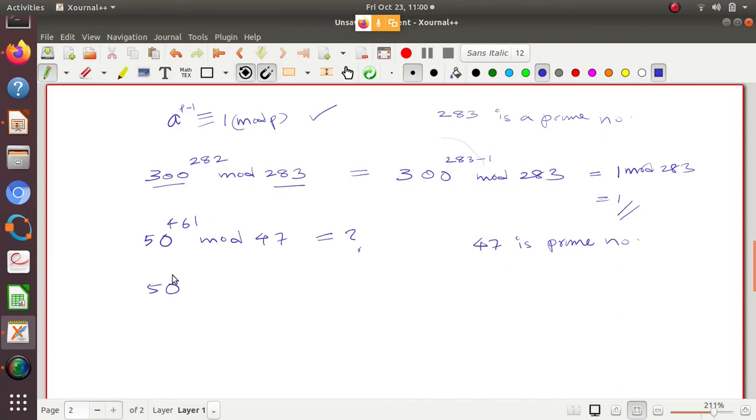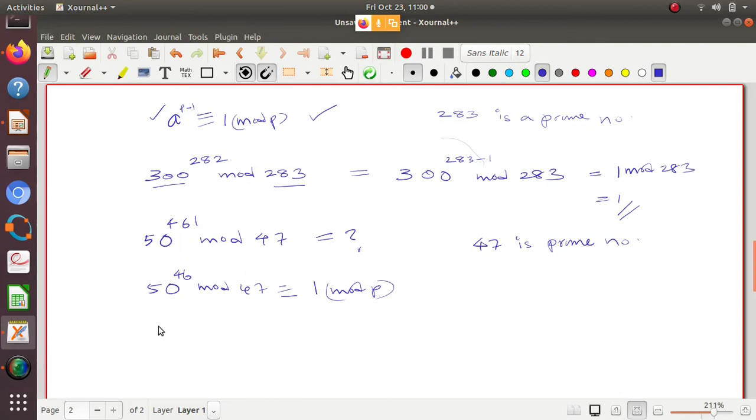Then 50 to the power 46 mod 47 is equal to 1. We know this by using Fermat's theorem. According to Fermat's theorem, 50 to the power 46 mod 47 is congruent to 1. We know this, so using this we can compute this one.